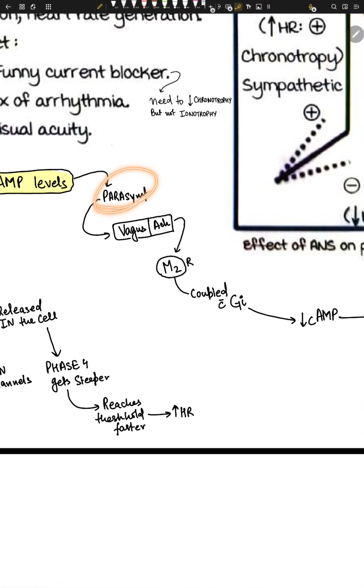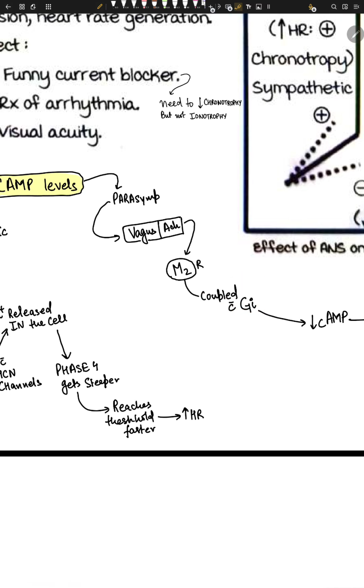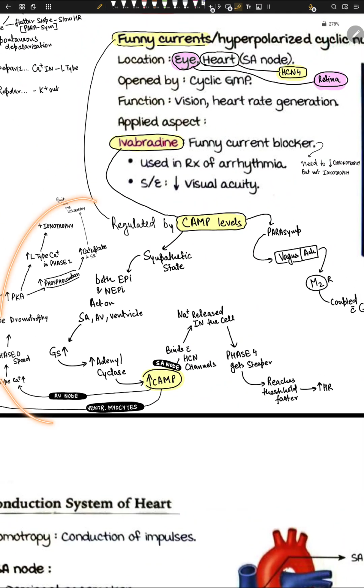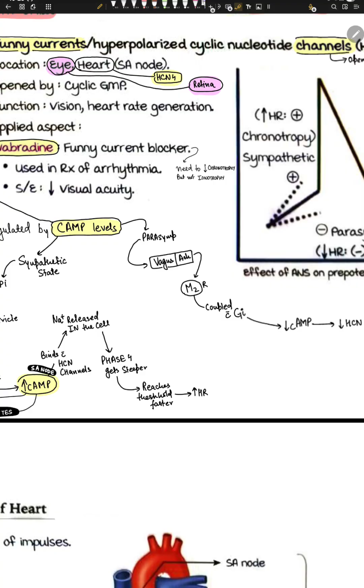Well, we have this parasympathetic system. It acts via the vagus nerves, and the vagus nerves release something called acetylcholine. Acetylcholine is a neurotransmitter, and we have these M1, M2, M3, M4, M5 receptors, and M2 receptors especially are present on the heart. Once M2 receptors are activated, they are bound with Gi, that is, G inhibitory proteins, and they reduce the level of cAMP.